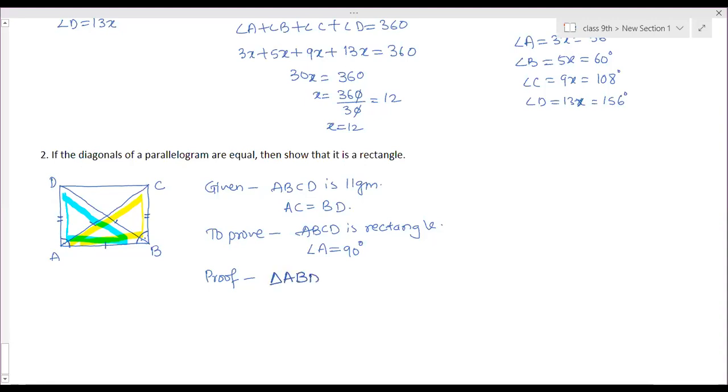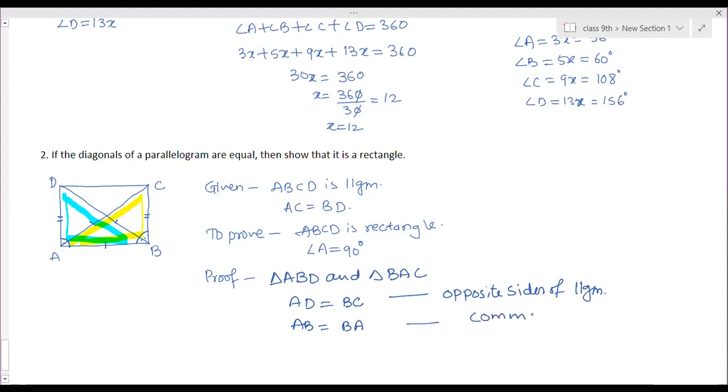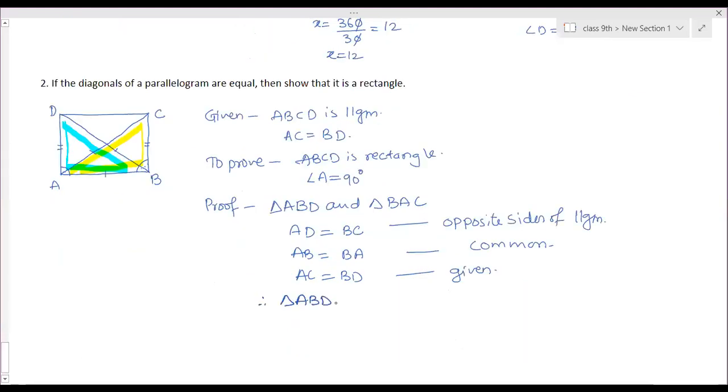So triangle ABD and triangle BAC. AD is equal to BC, opposite sides of a parallelogram. AB is equal to BA, that is common. And AC is equal to BD, given diagonals are equal. Therefore, triangle ABD is congruent to triangle BAC by SSS. Ma'am, how is it CPCT? Sorry, this is SSS. And this is CPCT.